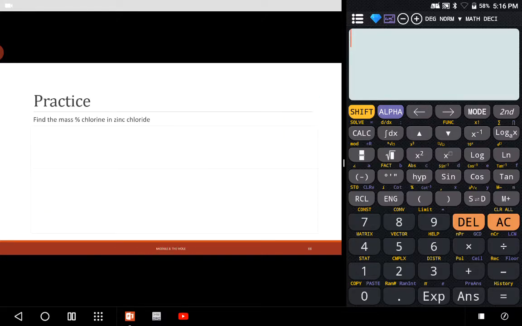Okay. Your answers might vary slightly depending on which molar masses were on the periodic table you looked at. Here's a practice problem for you. Go ahead and try to pause the video and in your notes work out what mass percent of zinc chloride is due to chlorine. Unpause the video when you are ready to continue.